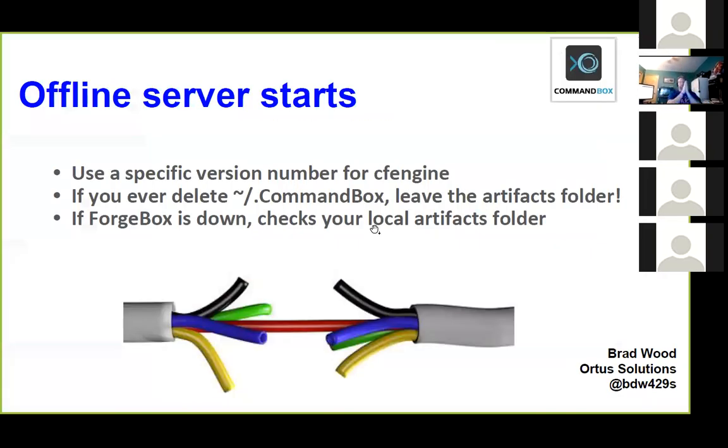Okay, so offline server starts. When you start a server and you say, give me Lucee 5, CommandBox will dial up ForgeBox. Hey, ForgeBox, what's the latest version of Lucee 5 that you have, right? And ForgeBox says, well, I'm glad you asked. It's 5.2, blah, blah, right? To which CommandBox says, okay, great. Hey, Artifact Service, do we have that one downloaded yet? Oh, we have it? Okay, great, right?